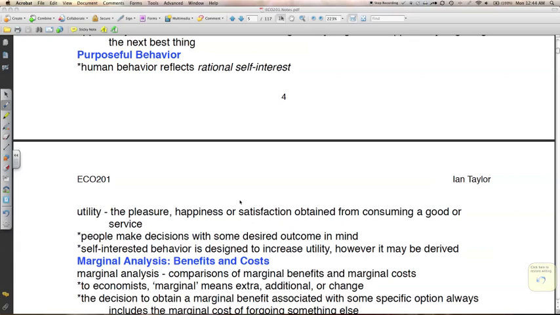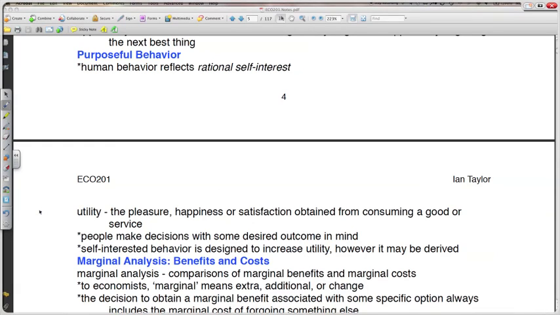Purposeful behavior. Human behavior reflects rational self-interest. We are all rationally self-interested. We all want to better ourselves. All of you are sitting here listening to me blabber on about economics because you want to get, hopefully, a good grade in this course so you can eventually get your degree and then make more money. Right? All of you are here getting your degree, hopefully becoming smarter human beings, to contribute more to the society you live in and to make a better life for yourself. But all of you are doing this so that you can make more money and make yourself better off.